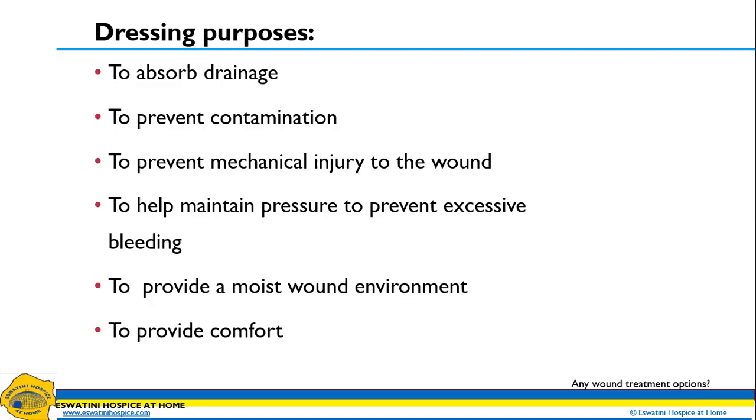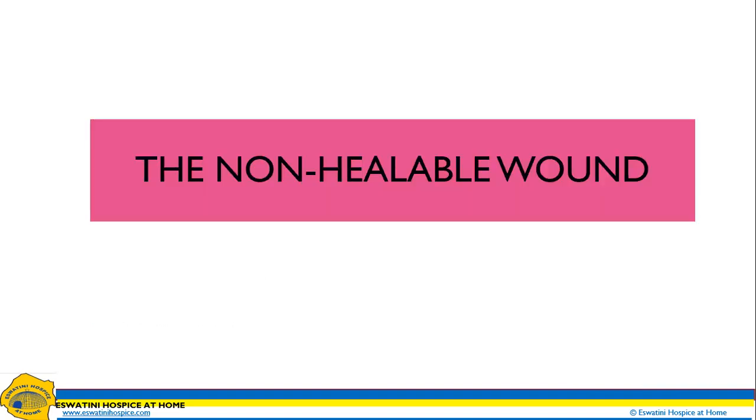To help maintain pressure to prevent excessive bleeding. Sometimes the patient has a wound that is bleeding, so we know what dressing we are going to use to prevent excessive bleeding. To provide the most environment for the wound, whether the wound is dry or wet, we know what to use. And then to provide comfort. So those are the things that we are looking for when we are choosing a dressing.